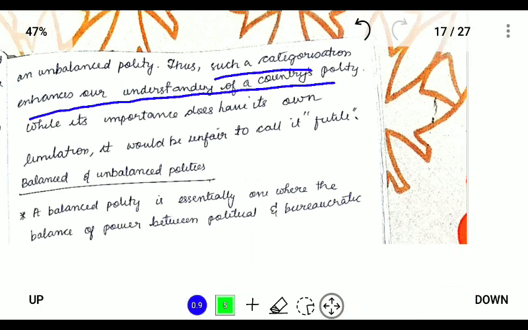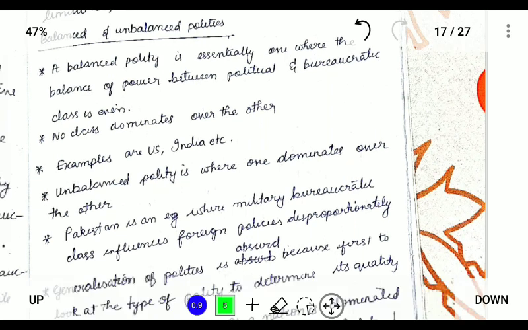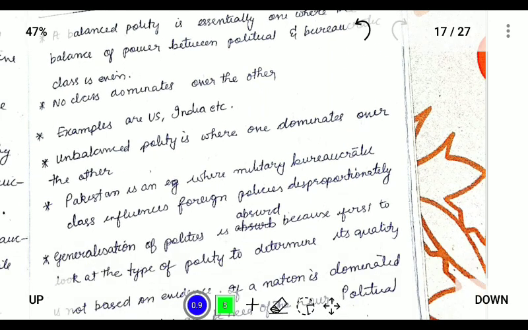For balanced and unbalanced polity, examples are that there are some countries which are unbalanced, that is Pakistan, Mozambique, and other countries that are under civil war, and balanced political systems are United States, India, etc. So this is the answer for 20 marks.